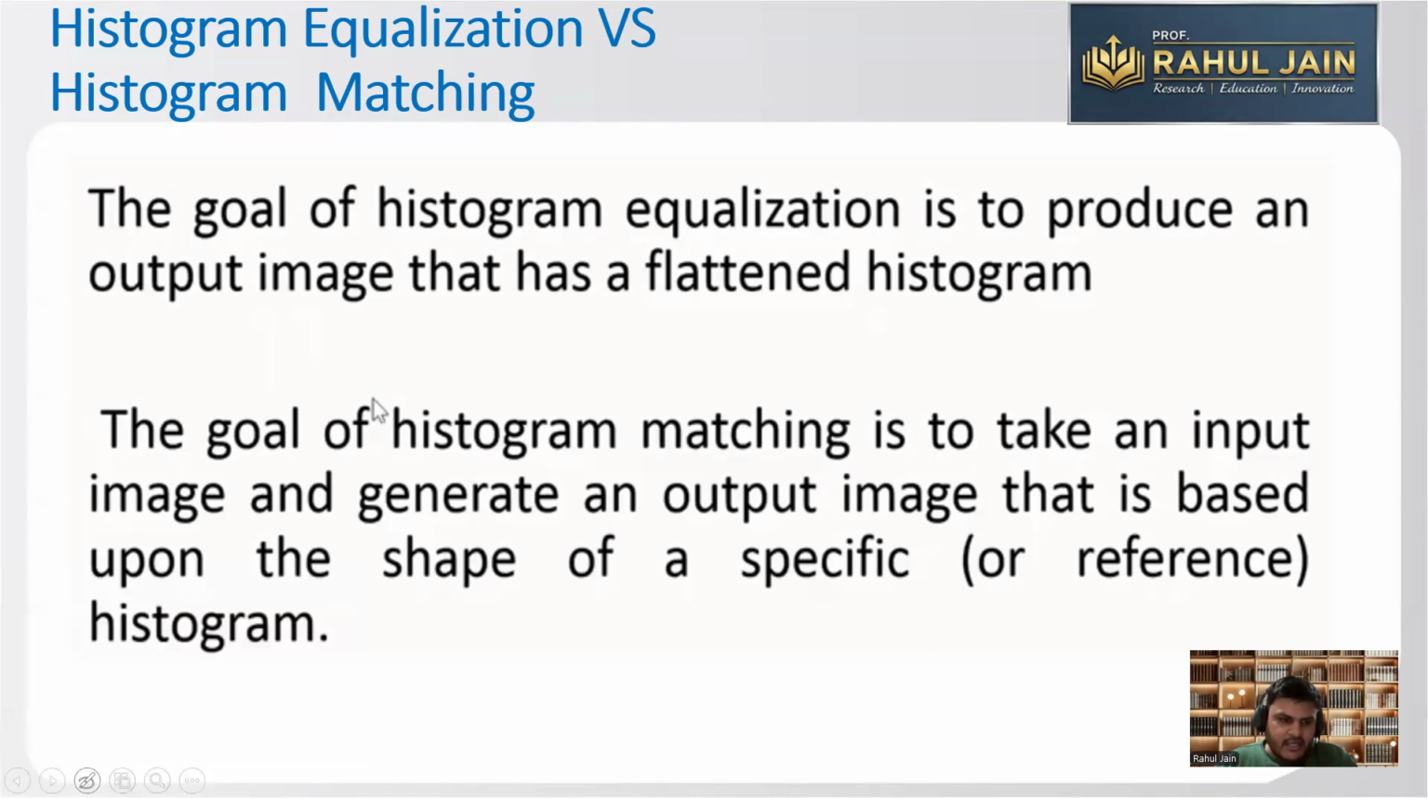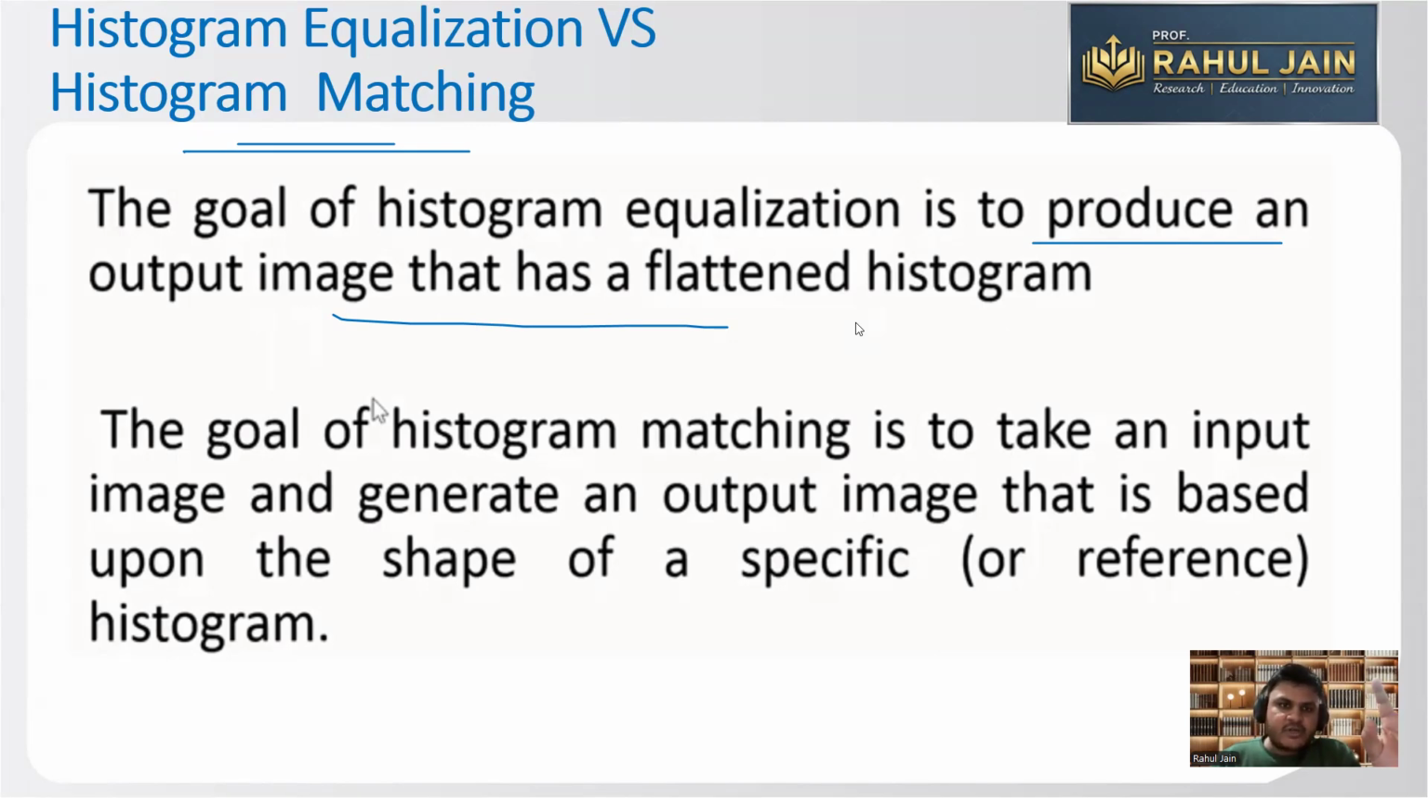So welcome to the next lecture of this computer vision course, and here we are going to discuss histogram equalization versus histogram matching. If we talk about histogram equalization, you already know that it produces an output image that has a flattened histogram. It automatically enhances the contrast by redistributing the intensity levels and intensity values so that the output histogram becomes approximately uniform. In previous sessions, we have discussed histogram equalization in much detail, right?